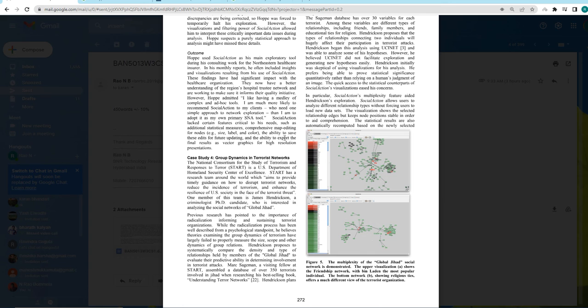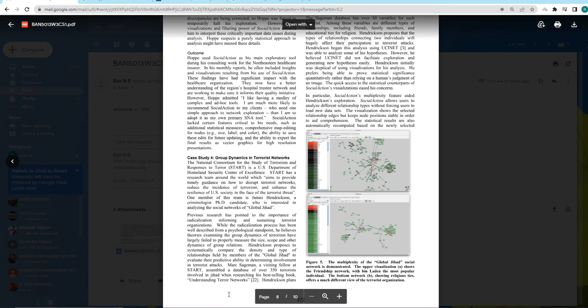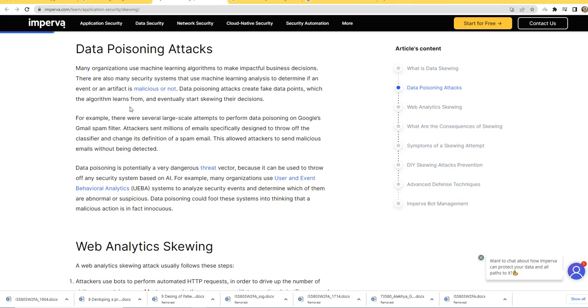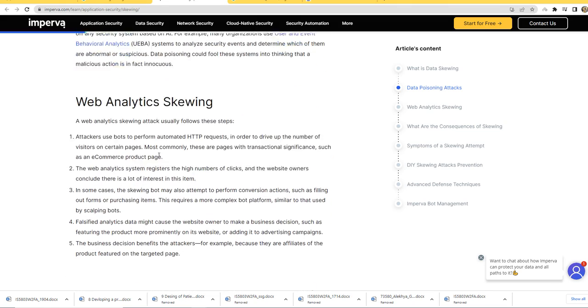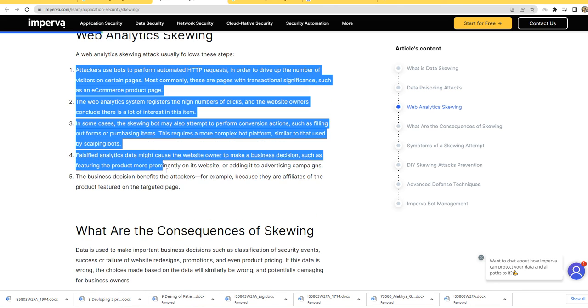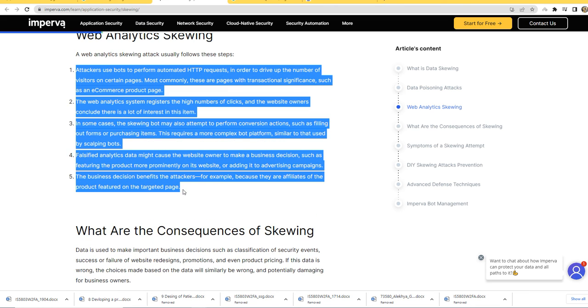So when we collect data, there is a possibility to perform this kind of attack: web analytics skewing attack, and we can also perform data skewing attacks. Okay, so you can see these kinds of attacks can be performed when data is stored on websites, or when we use online applications to collect and store the data.